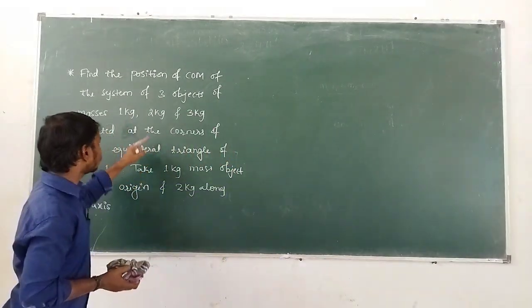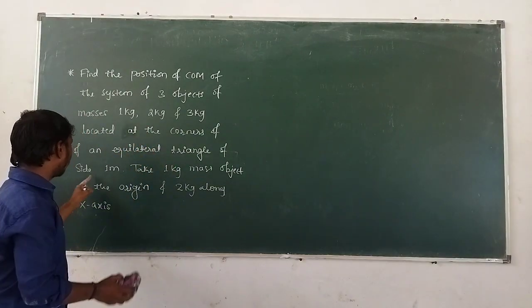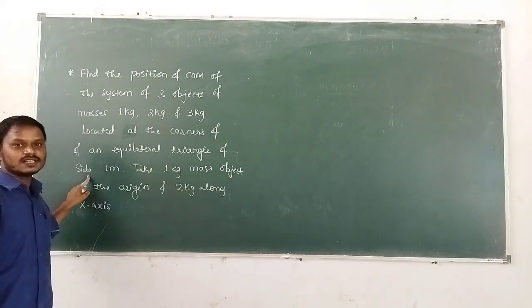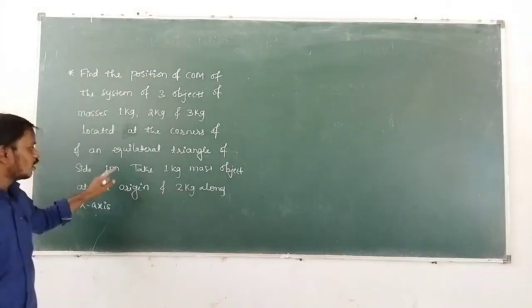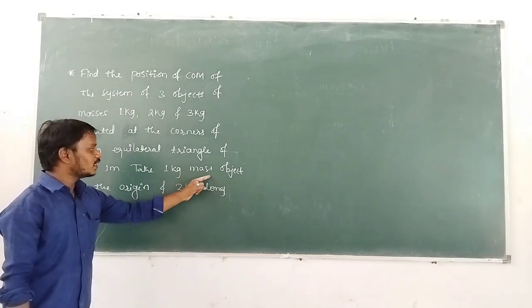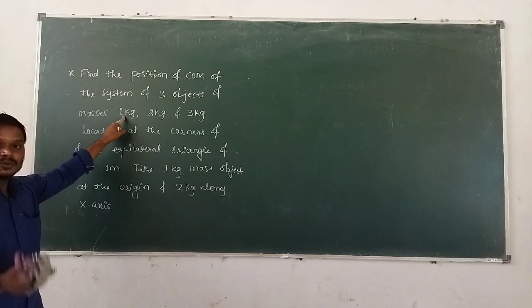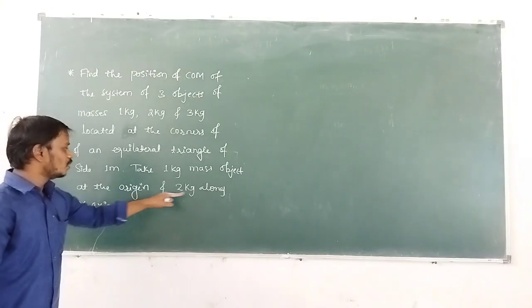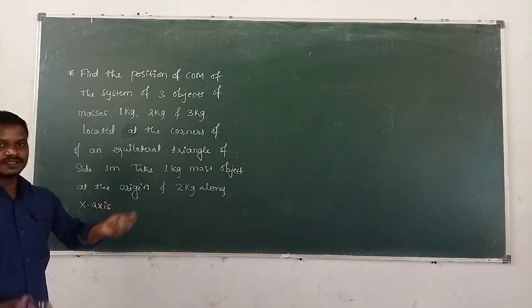Okay. Now, located at the corners of an equilateral triangle of side 1 meter means side of the equilateral triangle is given, that is how much, 1 meter, and take 1 kg mass object at the origin, and 2 kg along the x axis. According to the question I will draw the diagram.